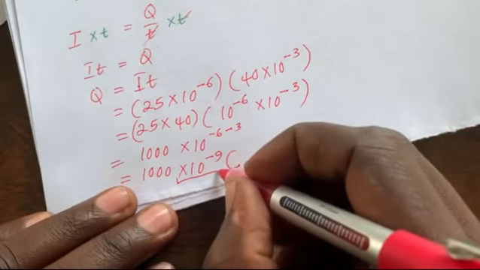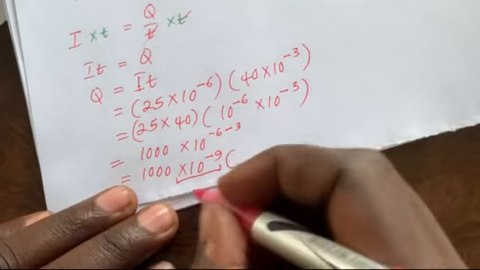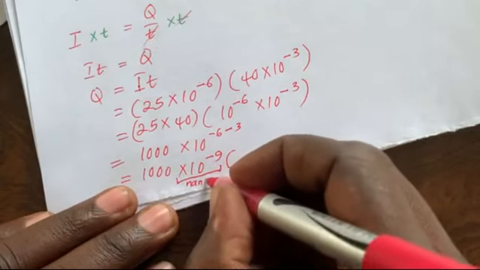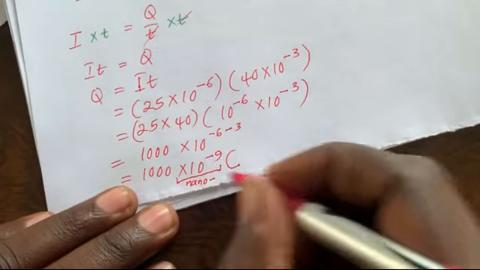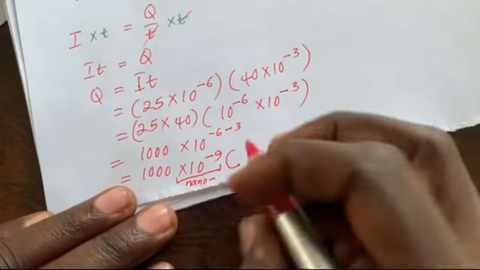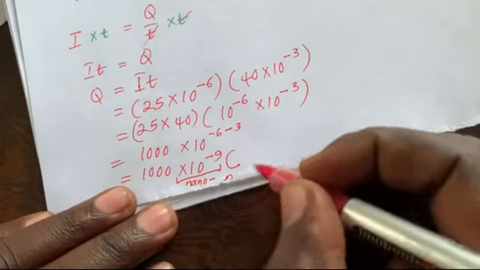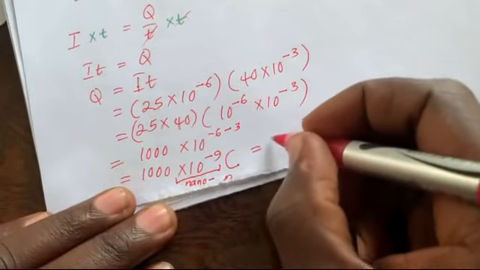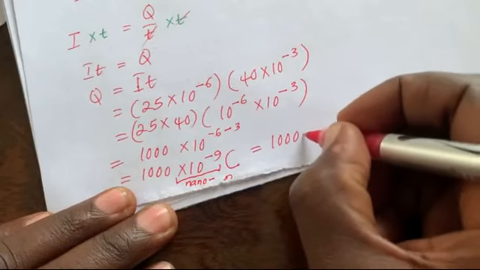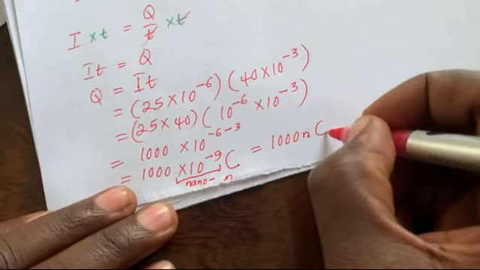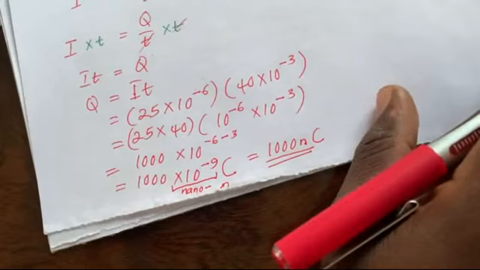Now remember, this 10 to the power of minus 9 is nano, and nano is a prefix denoted by small letter n. So you can simplify this as 1000 nC, that is, 1000 nanocoulomb. That's it. We have solved problem 2.